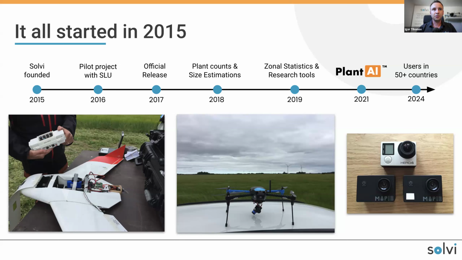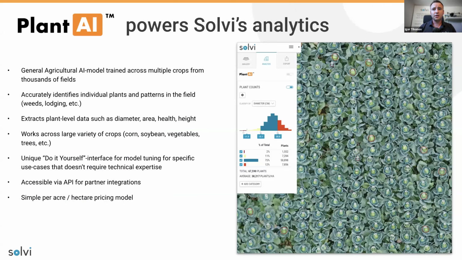Then Solvi was released in 2017. After that, we have been developing different tools and features together with our customers to extract as much information as possible from the drone imagery. One of the flagship features of our software is Plant AI, which allows you to identify different types of crops, but not only crops. It can also identify weeds in the imagery by fine-tuning our general agricultural AI model.